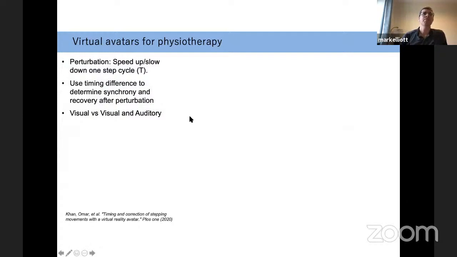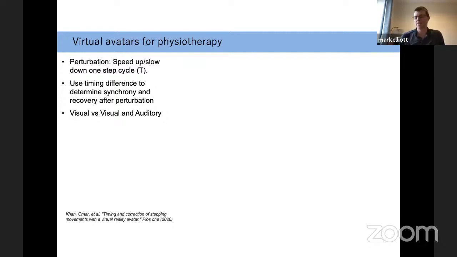On this study, we used a perturbation study. This is similar to what Alan mentioned in his talk, where we did a phase shift of one step cycle, which was speeded up or slowed down very subtly, so that the people were stepping in phase, and then suddenly they're knocked out of phase, and we can look at the correction they make to get back into time with the avatar.